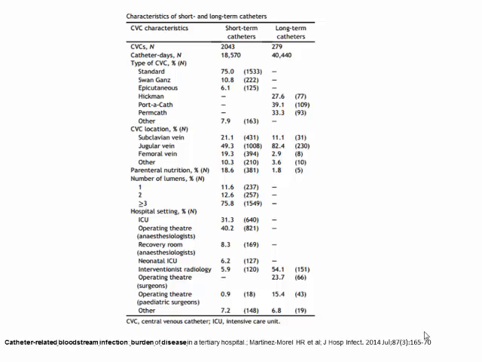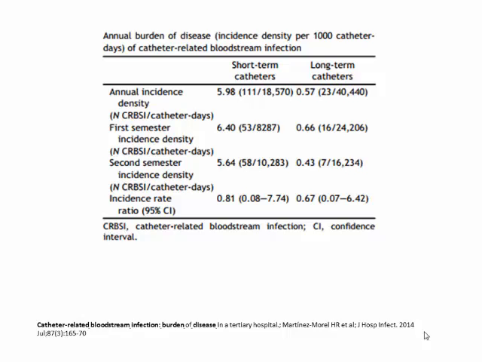And these are the settings that they were placed in: subclavian, jugular, femoral vein, and which hospital setting, ICU, OR. And this is what they found, the annual incidence density. Short-term catheters were about 5.98 and long-term was 0.57. Again, they broke it up into semesters there, and the incidence rate was 0.81 and 0.67.